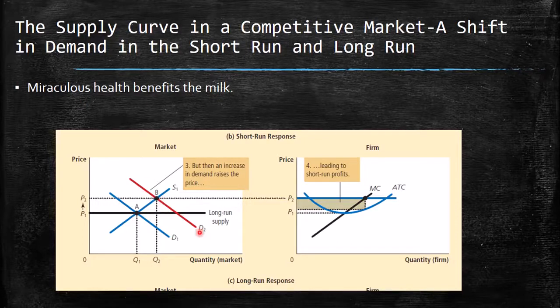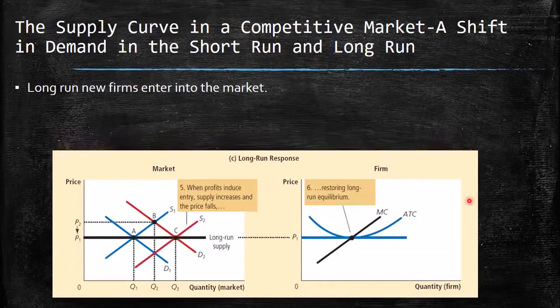So for this reason we have here. Then automatically the price is not going to be P1 anymore, but it's going to be P2. And remember, price equals marginal cost, and because the price is higher than the ATC, this is a positive benefit. So this rectangle is the short run profit.